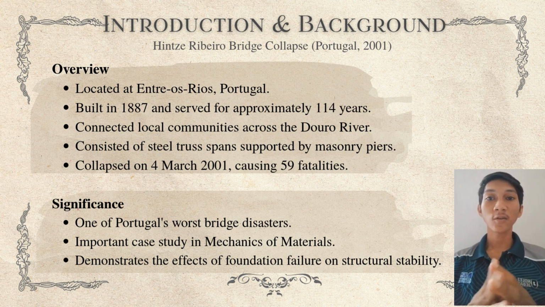The Hintze Ribeiro Bridge was located in Entre Rios, Portugal. It was built in 1887 and served the community for approximately 114 years. The bridge connected local communities across the Douro River and consisted of steel truss spans supported by masonry piers. On the 1st of March 2021, the bridge suddenly collapsed, resulting in 89 fatalities.